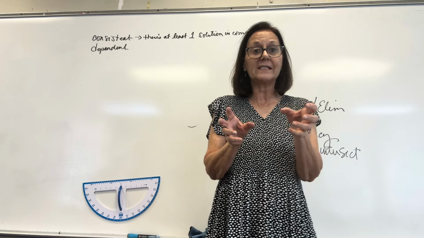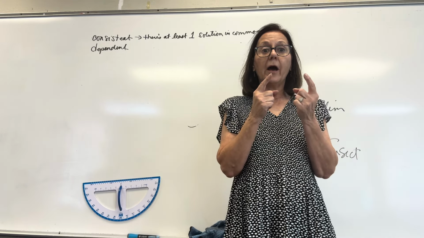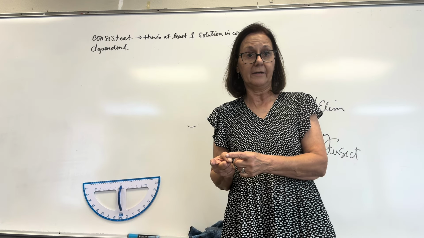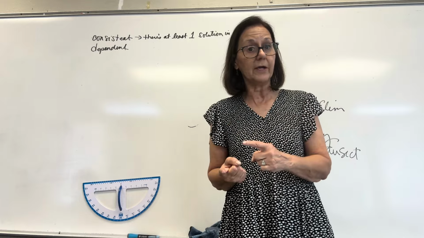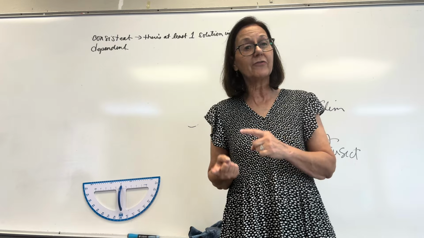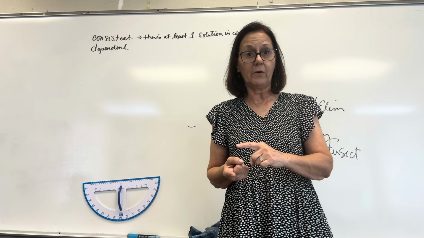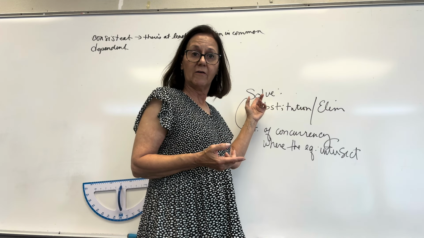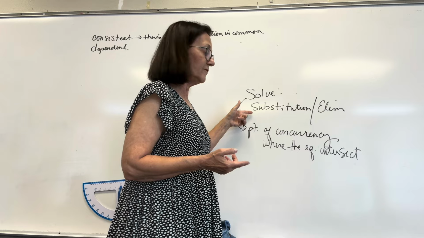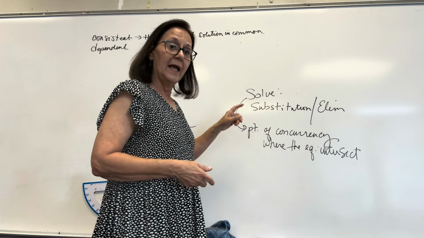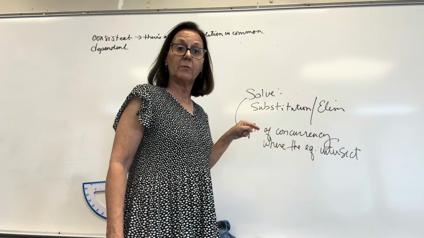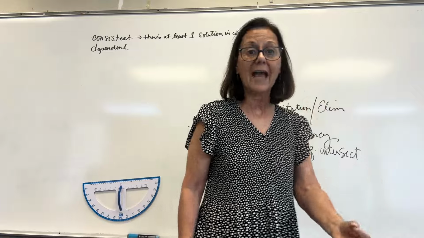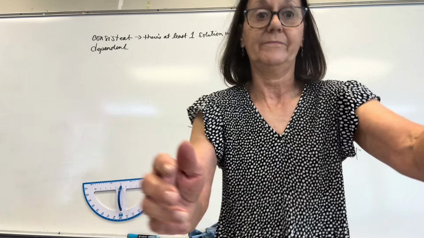But in order to solve a system of equations, the number of variables drives how many equations I must have to be able to solve that. So if I have 2 variables, I have to have 2 equations. If I have 3 variables, I have to have 3 equations. 4 variables, 4 equations. All right, so then we talked about how do we solve a system of equations. And we've solved them by using substitution and elimination. And what we're solving for is that point of concurrency where those equations intersect, where the equations have the exact same coordinates, okay?